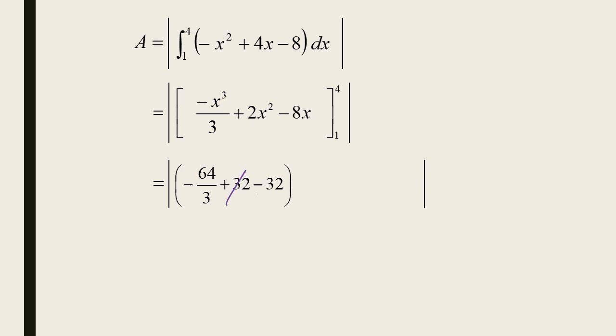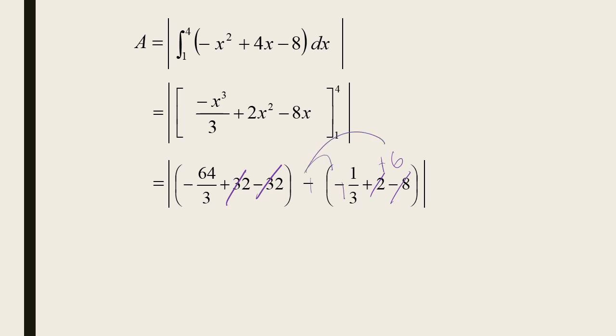So this 32 here can be cancelled out. 64 divided by 3 is a fraction, so we just leave it in the form of a fraction. And then when we substitute 1, we get minus of negative 1 cubed over 3, which is 1 cubed over 3, plus 2 of 1 squared is 2, and then minus 8 of 1 is 8. So here we have 2 minus 8, which is negative 6. Okay, so when we subtract, we have a positive value for both.